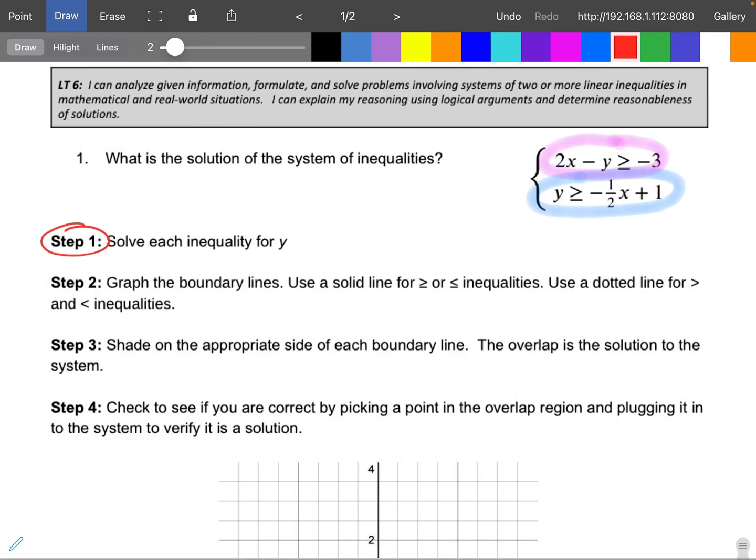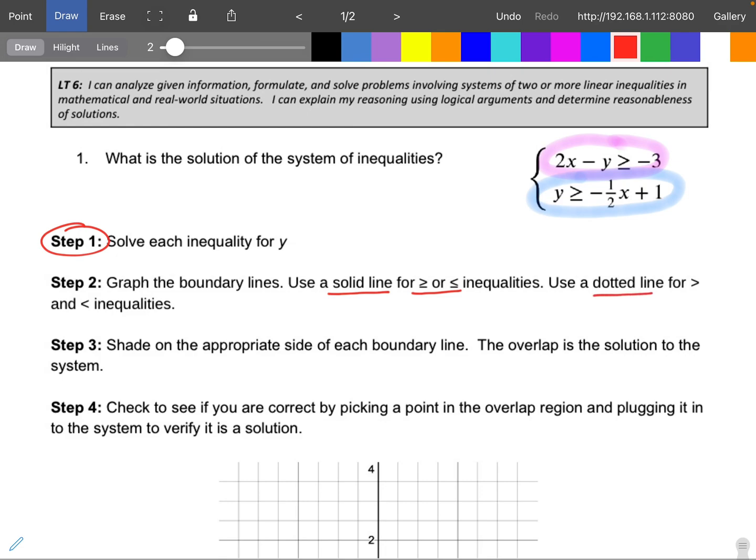So once I have each one of those with the y by itself, so we're going to solve for y, then we're going to graph those boundary lines. So that means we're going to do our y-intercept and our slope. We're going to plot those points, and then we're going to connect our points with either a solid or a dotted line. So notice in step 2, it says we're going to use a solid line for the ones that have an equal to bar.